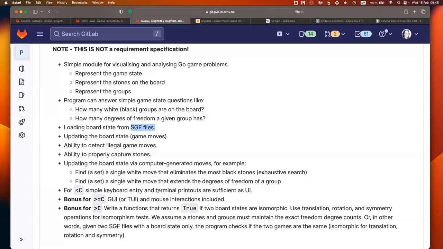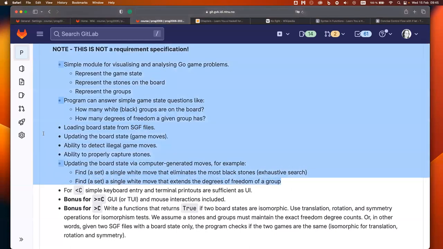The whole assignment with the GUI and with the symmetries and translations is quite complicated, quite complex, but don't get discouraged. You don't have to do everything. You can do those initial things, and that is sufficient to pass the assignment. By having the state, having the state updates, and having the recognition of legal and illegal state, and the counting of the freedoms, that's the minimal requirement. All the rest is for people who are more ambitious, right?